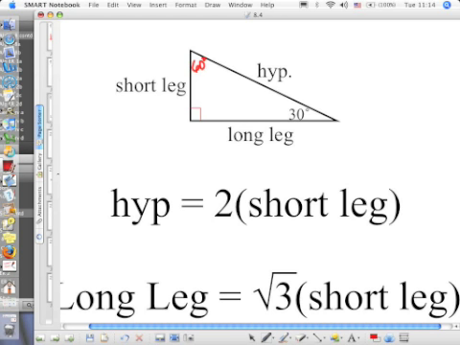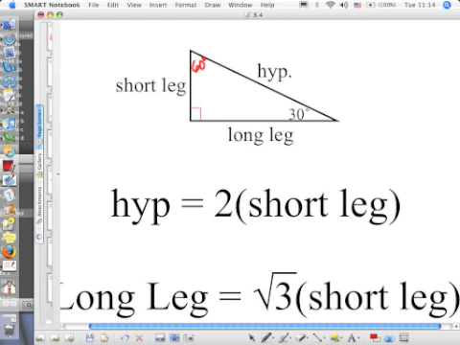The short leg is like the god of the triangle. Exactly. If you want to give it that kind of status. I mean, like you know everything if you know the short leg. Exactly. It's like the queen. It rules.